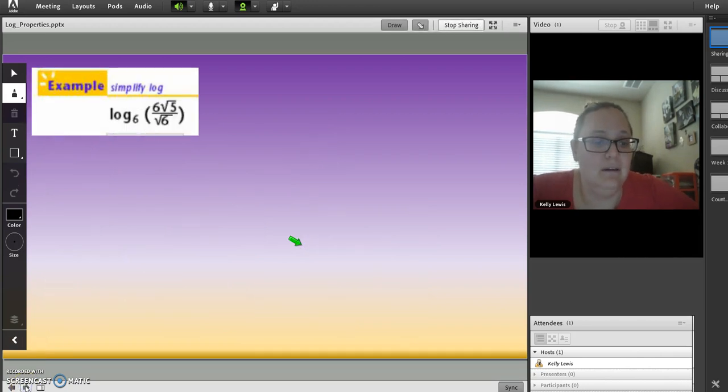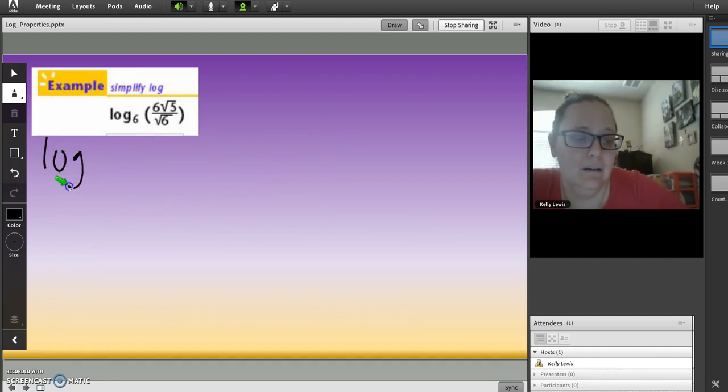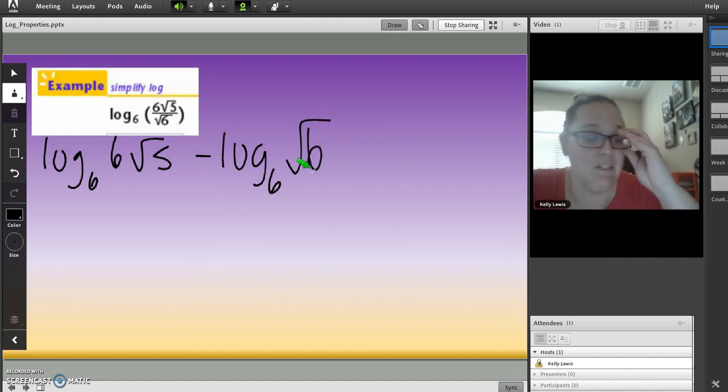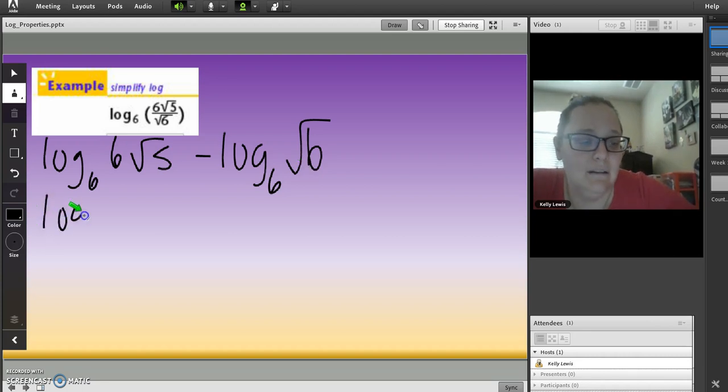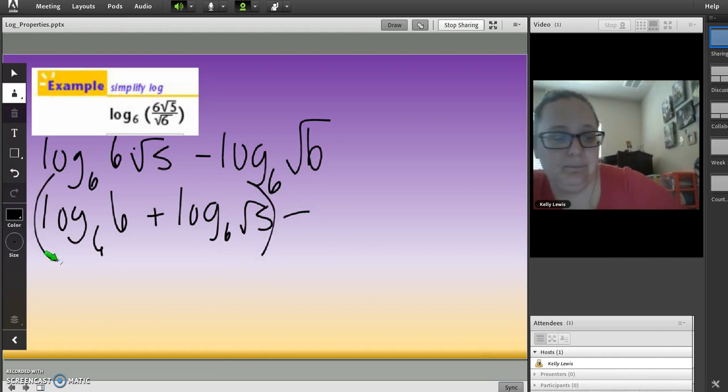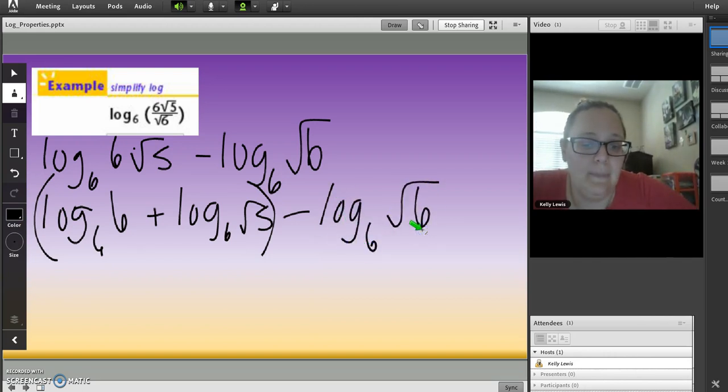Let's do another one. Right here, log base 6 of the square root of 5 minus log base 6 of the square root of 6. All these are numbers, so we're going to do some simplification. First, log base 6 of 6 plus, because it's being multiplied, log base 6 of the square root of 5 minus, okay, these two are together at the top, log base 6 of the square root of 6. Okay, log base 6 of 6 is 1.